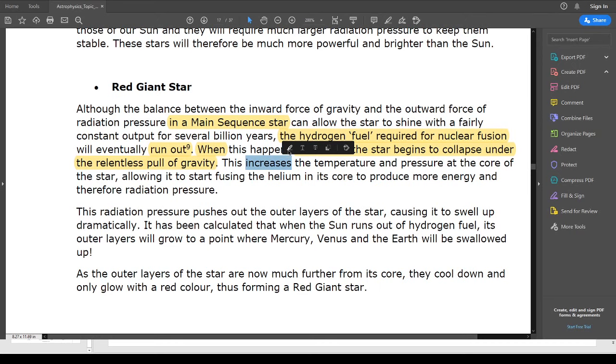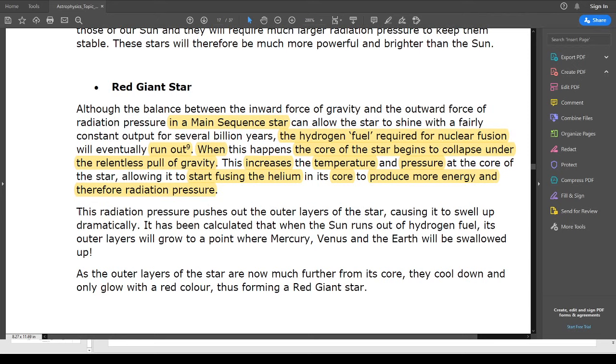This increases the temperature and pressure at the core of the star, allowing it to start fusing. So the star starts fusing helium to produce more energy and therefore radiation pressure. So it produces more energy and radiation pressure in its core. To fuse helium in its core, the word core is important.